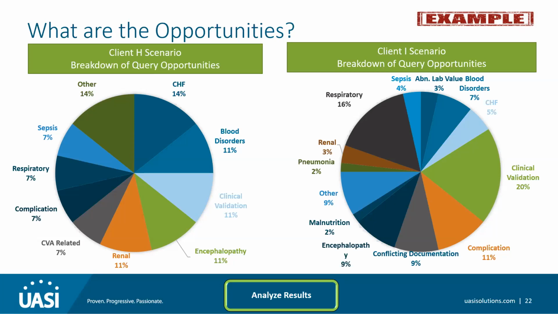So, we'd want to start with some general concepts of education, perhaps starting with the top 5: the CHF, the blood, the clinical validation, and encephalopathy, and renal. The other is in that 14%, which seems like a big bucket, but then that's like onesies, twosies. So they don't have their own bucket because it's different. Maybe it was UTI or a CDI, or one or two of those type of things.